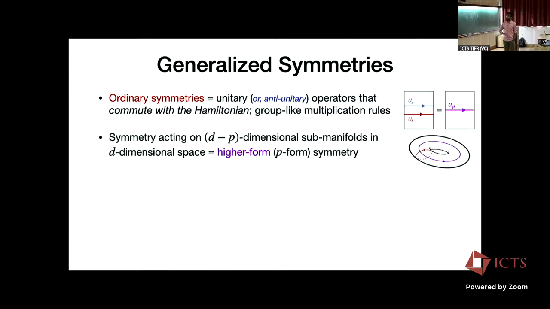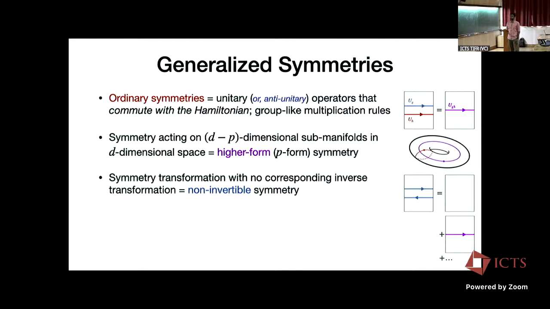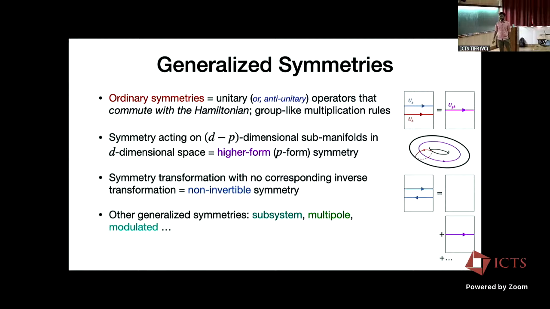Okay, so when you increase the codimension, crank it up from 1 to 2, 3, 4, you get P-form symmetries, which are also known as higher form symmetries. And then if your fusion rules are no longer group-like, so they're not invertible, you end up with something called non-invertible symmetry, which is the subject of this talk. There are various other generalizations, such as subsystem, multipole, modulated, etc. They have all made appearances throughout the last 2 weeks.